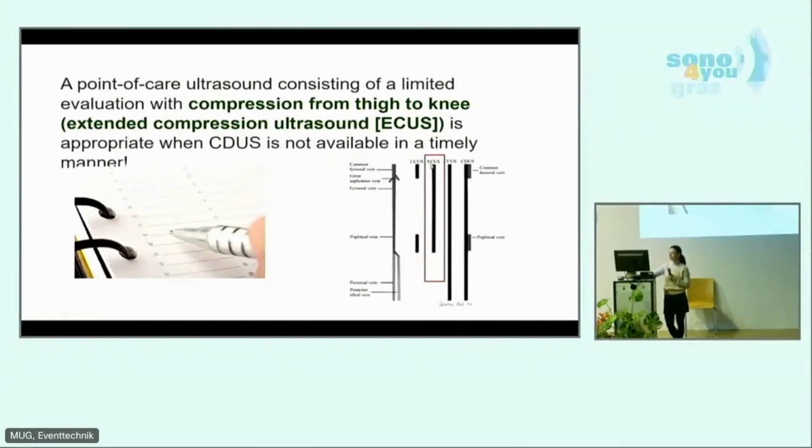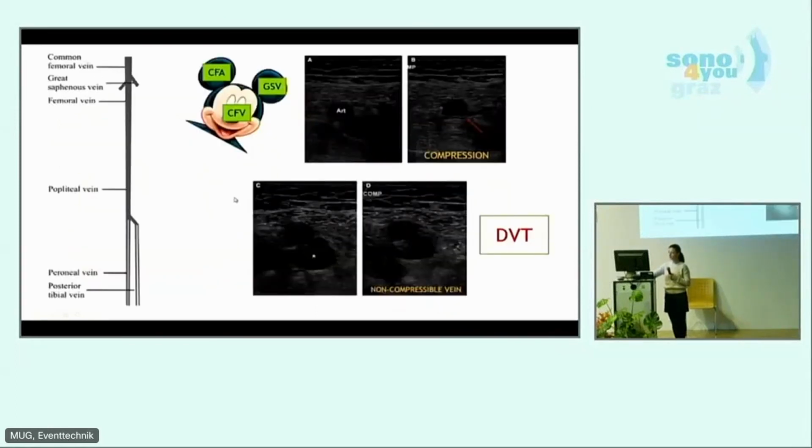So we are going to do this one: extended compression ultrasound. We are going to look at the common femoral vein. Then we are going to do compression of the femoral vein and popliteal vein. So that should do. What is not to forget is that there is a typical appearance of the veins, and we really need to look at the veins and do active compression. Sometimes the problem is that the patient is obese or the leg is swollen, and we cannot compress it enough.